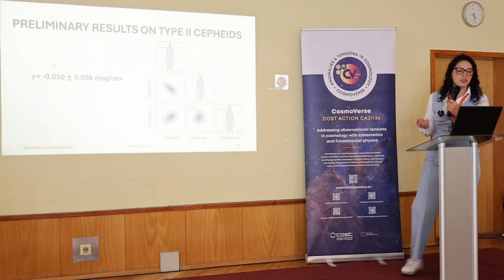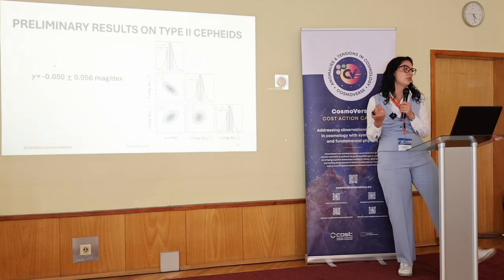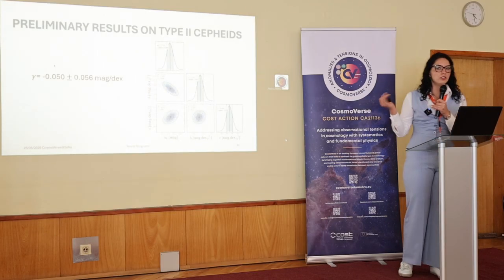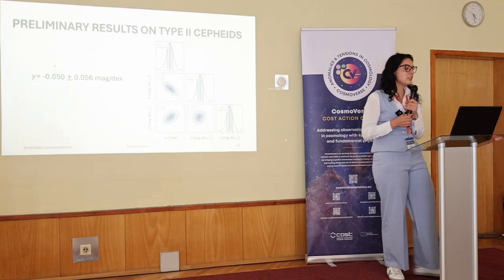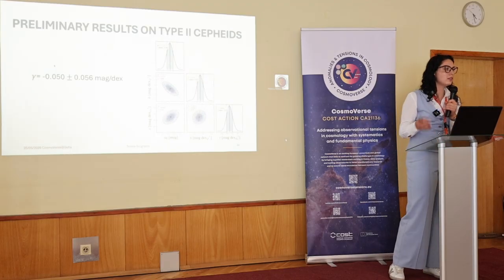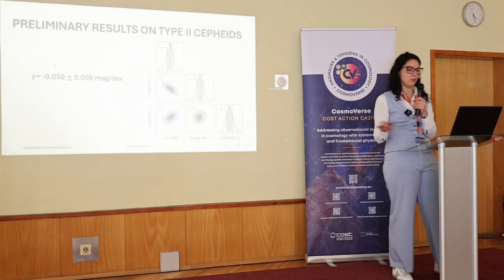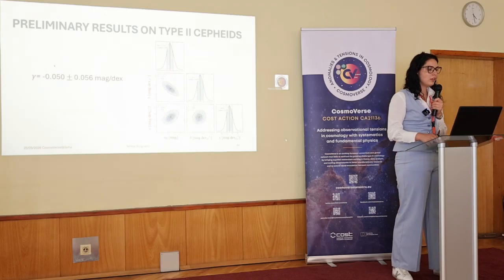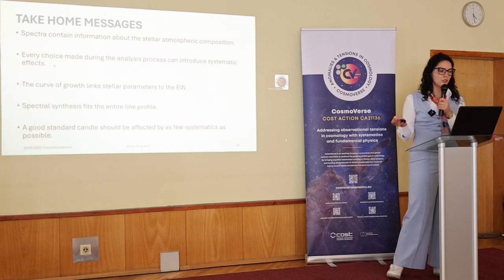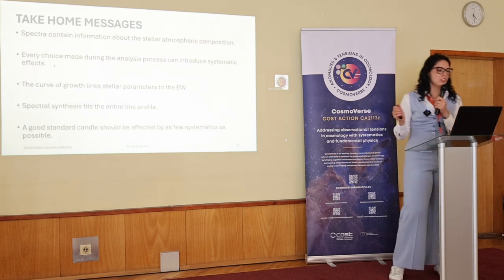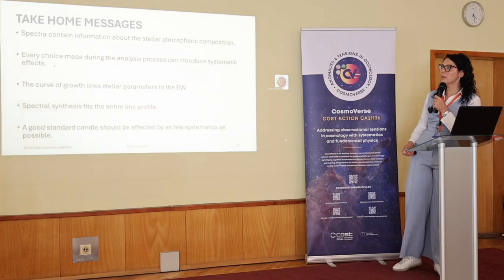And this is first of all because type 2 Cepheids, with respect to the classical Cepheids, are old, so they are more metal poor. But this is also good because, if we want a good standard candle, we should have as few systematics as possible. So this is the end of my talk. These are the take-home messages that I want you to remember.